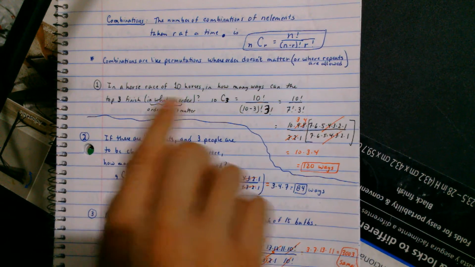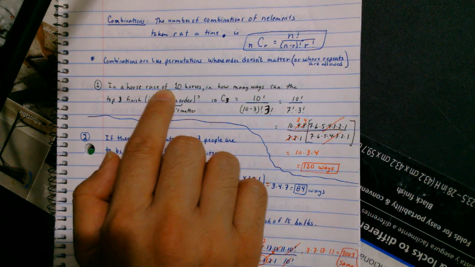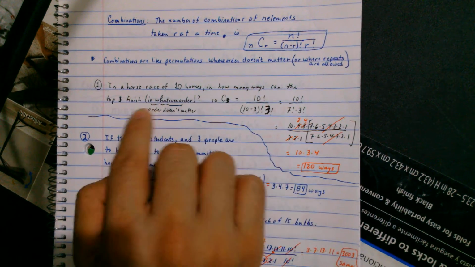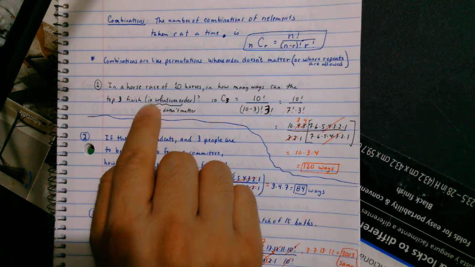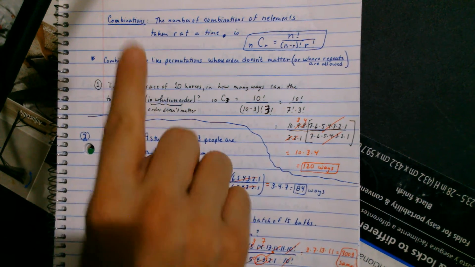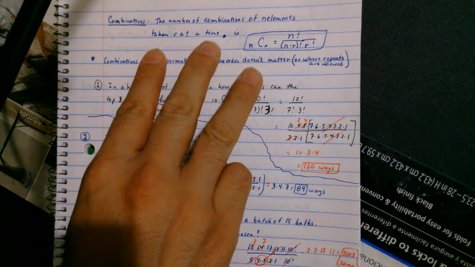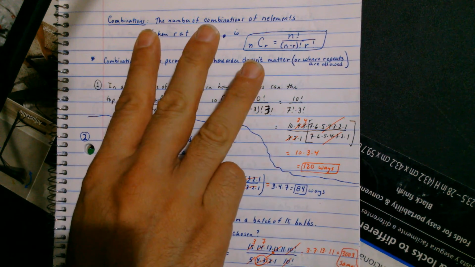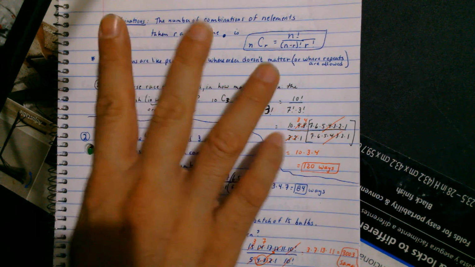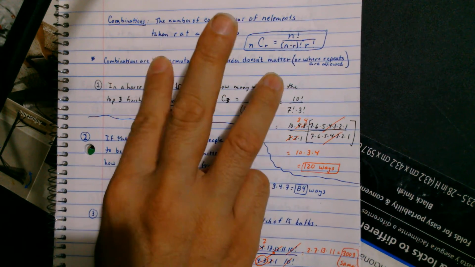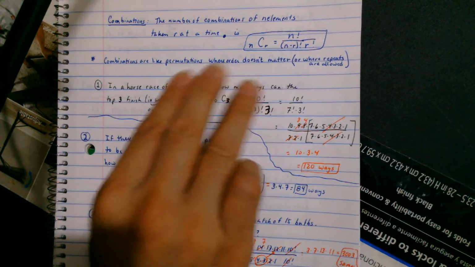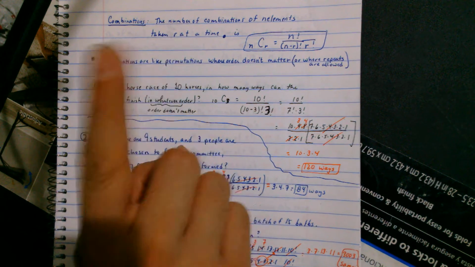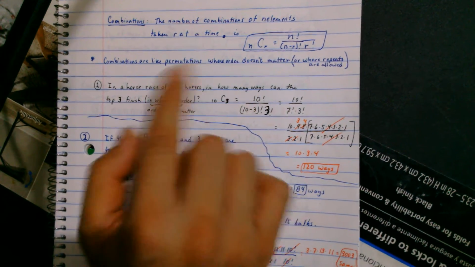So you're going to weed them out. In a horse race of 10 horses, in how many ways can the top 3 finish? Now, I don't care who finishes first, second, and third. So horse A, horse B, horse C, and then horse B, horse A, horse C, horse C, horse B, horse A. All those different arrangements are the same combination, just one choice, because I'm just looking at how many ways the top 3.